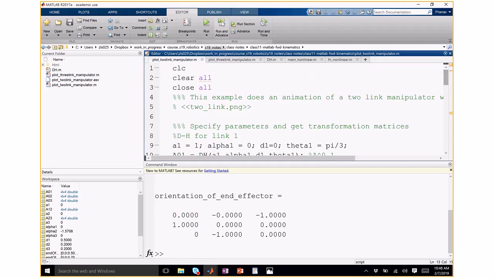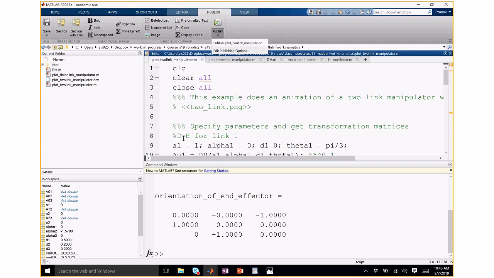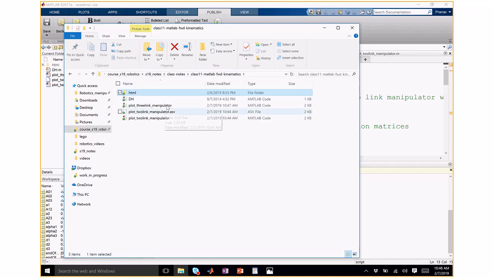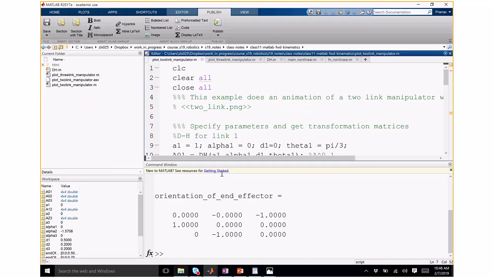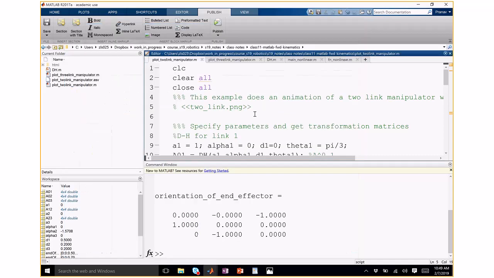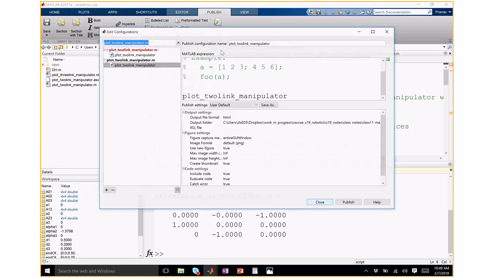if you go to publish, and you do this thing, which is in this folder which has these manipulators. You can see this 2-link PNG. I put that in a folder called HTML. So 2-link is here. This is a special syntax I used. It has to be in this syntax. It should be the name of whatever picture I want to get included when I publish. We'll edit the publishing options.